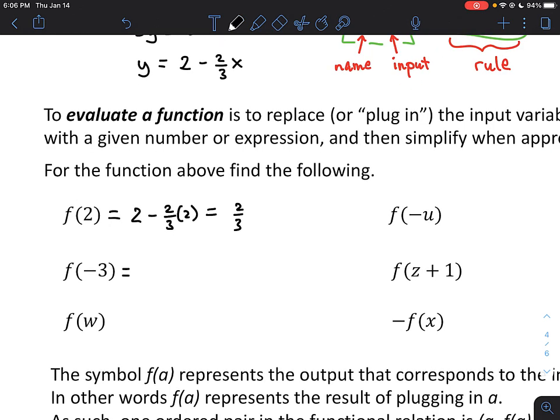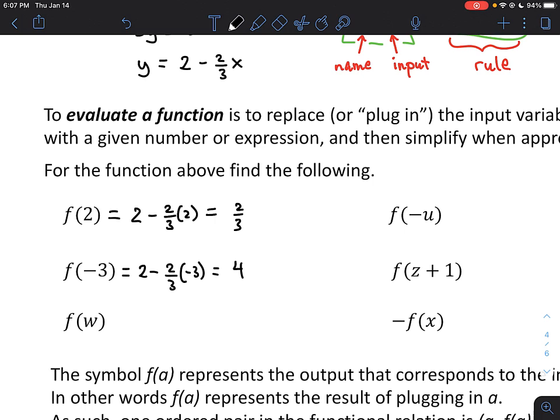If I input -3, let's plug it in. So we do 2 minus 2/3 of -3. First I do this calculation. 2/3 of -3 is -2. And then do 2 minus -2, and that's going to give me 4. So the input was -3, and the output was 4.